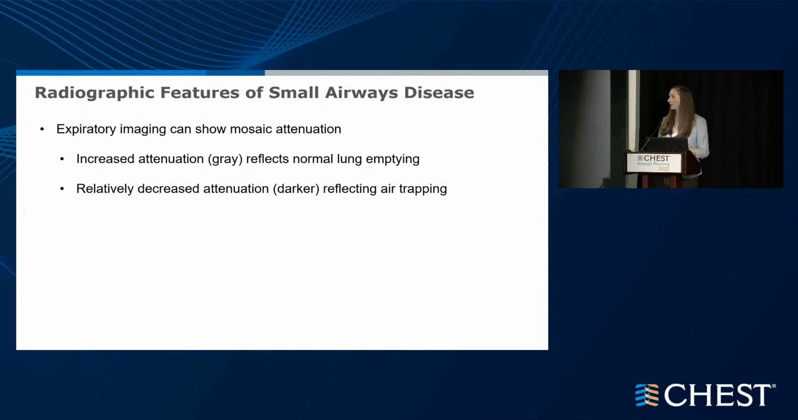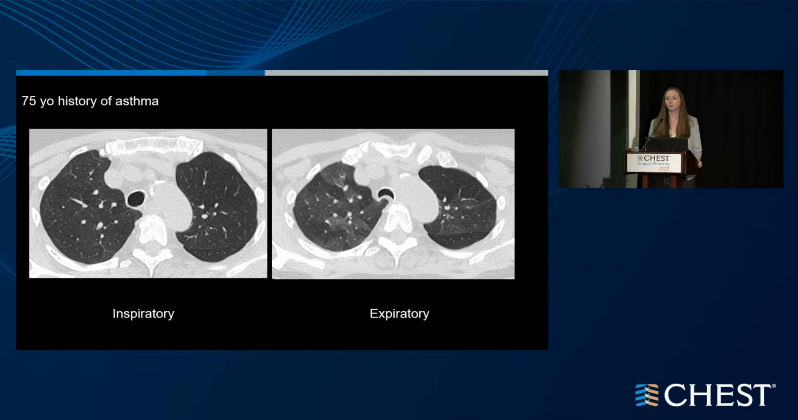Moving into radiographic changes that we will see in small airways diseases, the predominant finding is mosaic attenuation on expiratory imaging. As you may be familiar, this shows increased attenuation, or gray change, in the pulmonary window, reflecting normal lung emptying, and a darker area of relatively decreased attenuation reflecting air trapping. Here are some examples from single cuts through high resolution chest CTs.